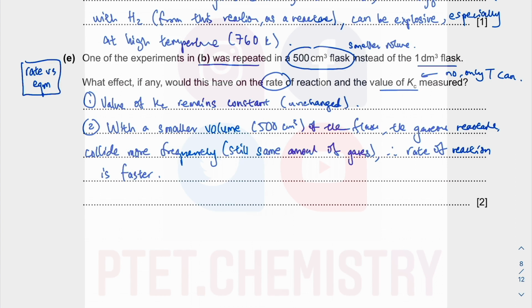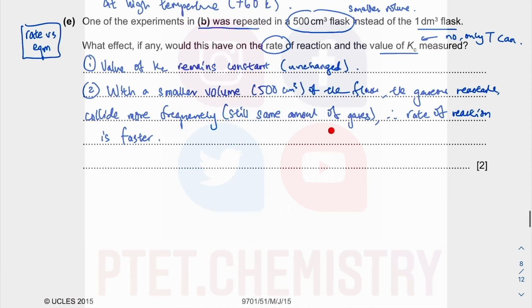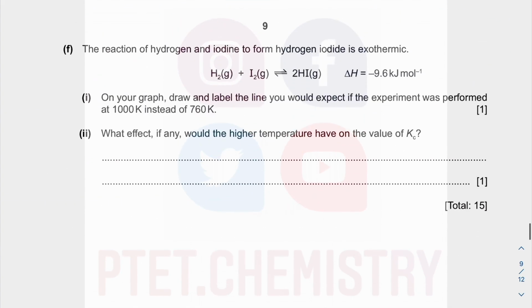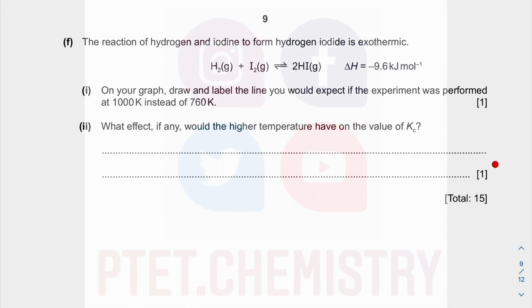Alright. Anyway, if you are in the theory paper, you'll be expected to talk about collision frequency based on the changes in volume. You'll be expected to say that only temperature can affect the value of Kc. They always ask this in an MCQ kind of question as well. So these are the last two questions on this Paper 5 tutorial.